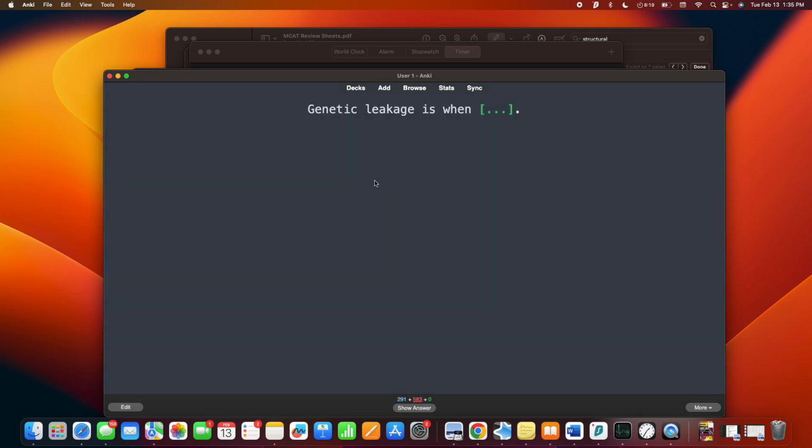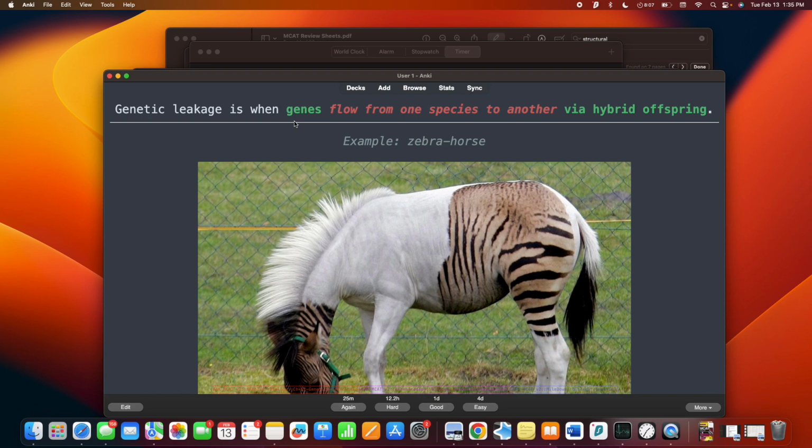Genetic leakage is interbreeding, like the zebra horse, and not to be confused with genetic drift. Genetic drift is when some environmental incident, like a bird taking all the yellow flowers, drifts it into another place. So genetic leakage is just genes flowing from one species to another via hybrid offspring.